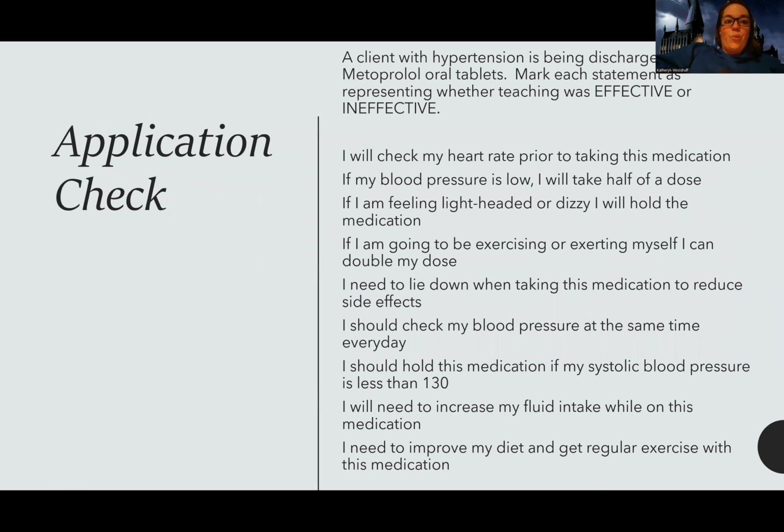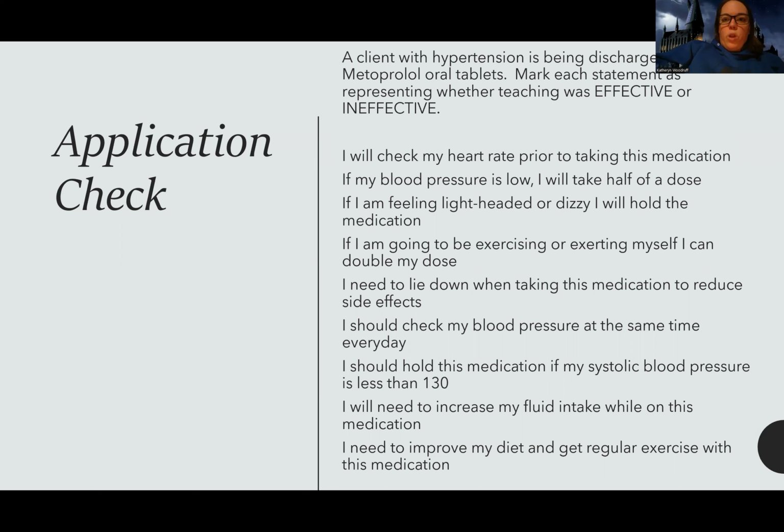This is great. Let's do an application check. A client with hypertension is being discharged on metoprolol oral tablets. Mark each statement as representing whether the teaching was effective or ineffective. It's a drag and drop. All right, so let's see. Let's go down. True or false, ineffective or effective.